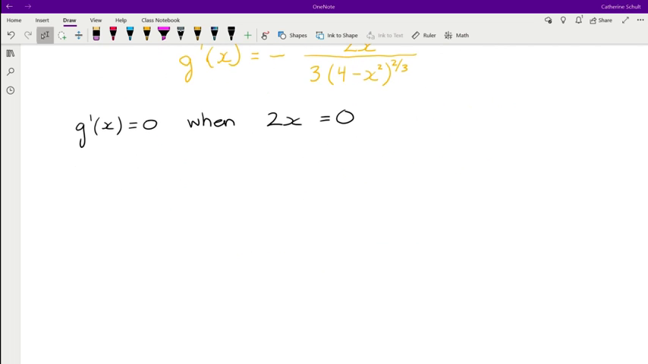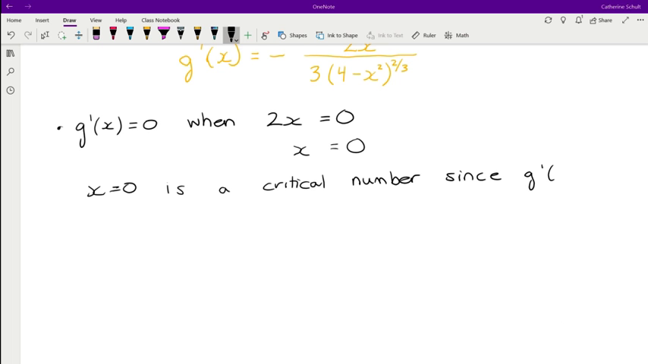Okay, so when is 2x equal to 0? When x is equal to 0. Good. All right, so that's a critical value. X equals 0 is a critical number since g prime of 0 is 0. Okay, so let's write that out. X equals 0 is a critical number since g prime of 0 equals 0. All right, and then where is g prime of x undefined? I'll just write DNE.